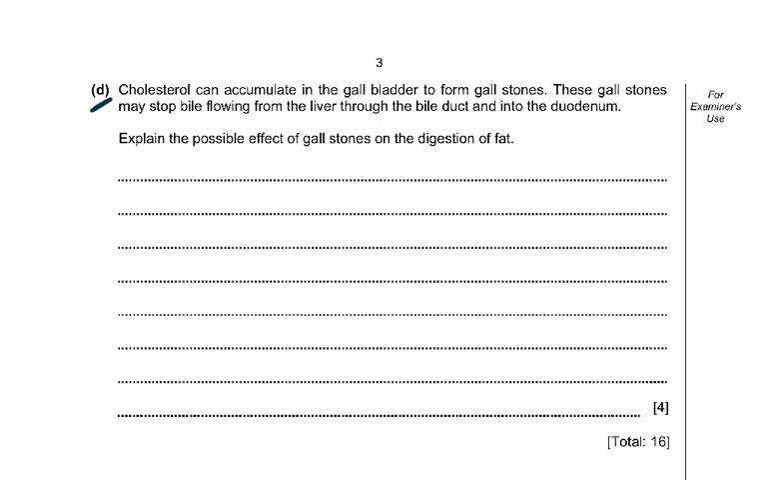Part D, cholesterol can accumulate in the gallbladder to form gallstones. These gallstones may stop bile flowing from the liver through the bile duct and into the duodenum. Explain the possible effect of gallstones on the digestion of fats. What does bile do? Bile contains bile salts. And what do the bile salts do? They emulsify fats, emulsification of fats.